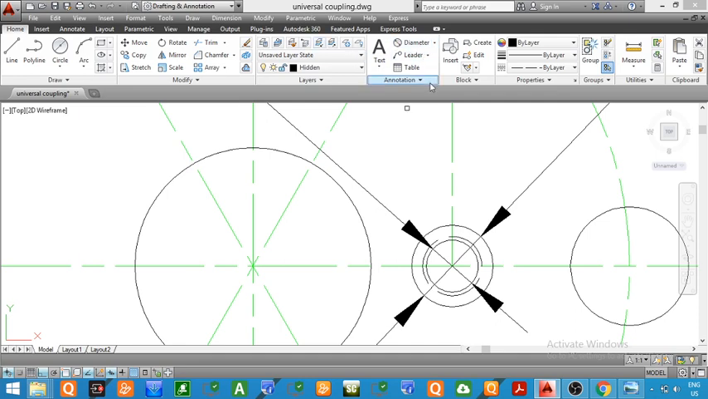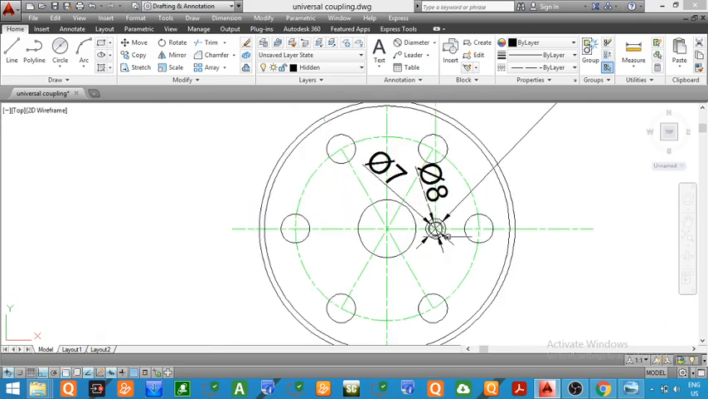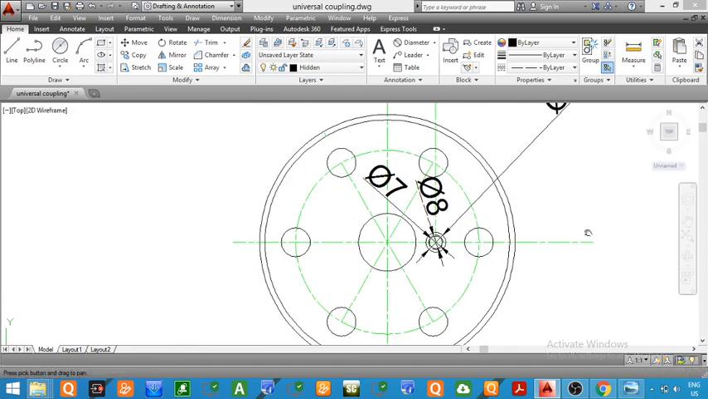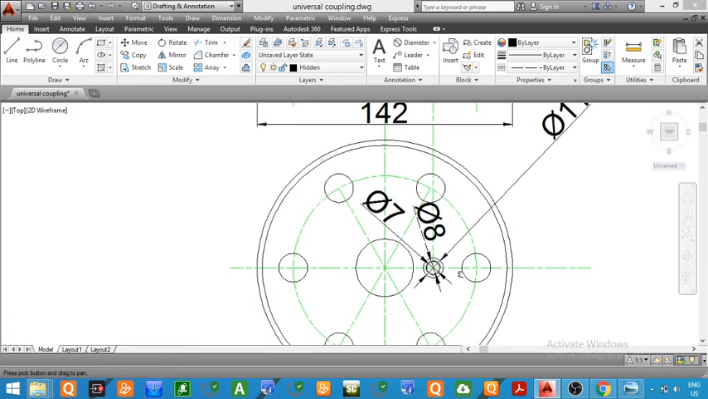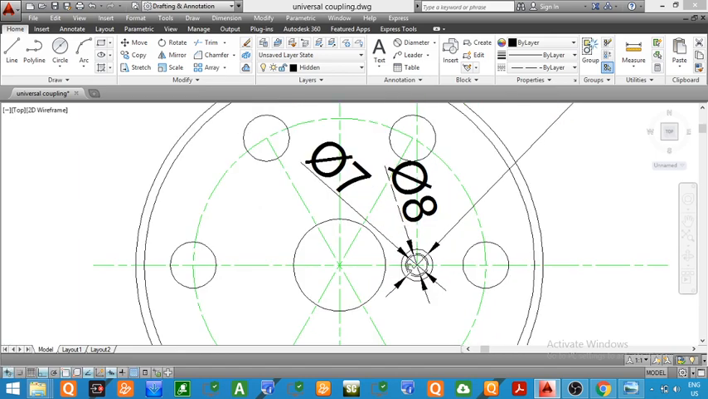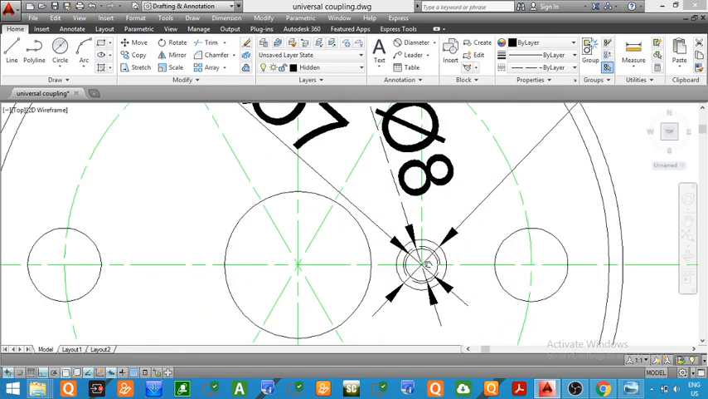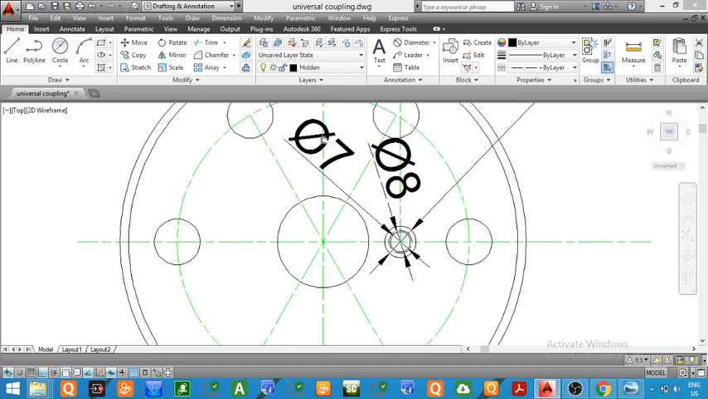And its diameter, the diameter of the hidden circle, that is the circle which represents the major diameter, is equal to 8. You can see here we have drawn three circles. The outside circle is of diameter 11 mm. Then two internal circles, one representing the major diameter equal to 8 mm and the other representing the minor diameter equal to 7 mm.